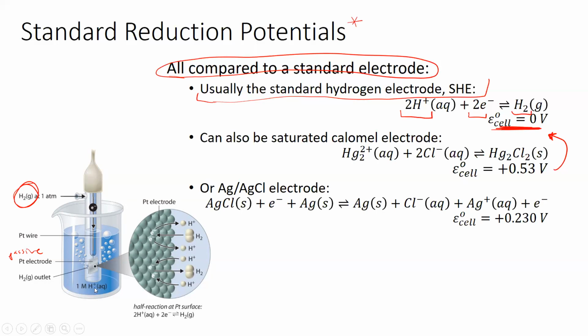But it's not always practical to have hydrogen gas as part of your chemical reaction, or having a 1 molar hydrogen ion solution. That's very acidic. So it's not always practical to have that. And so that's why you might have another type of an electrode here.